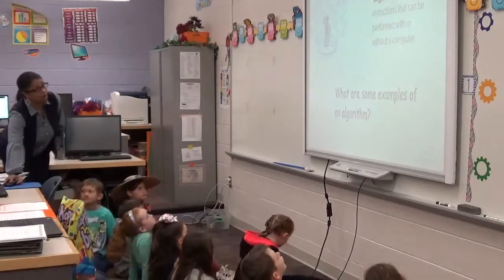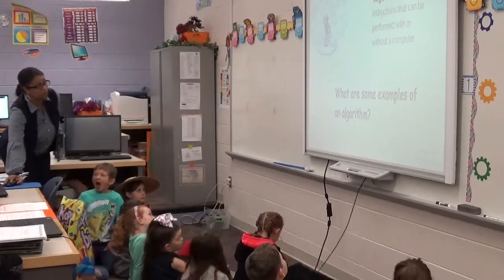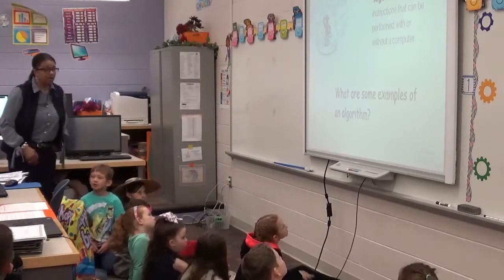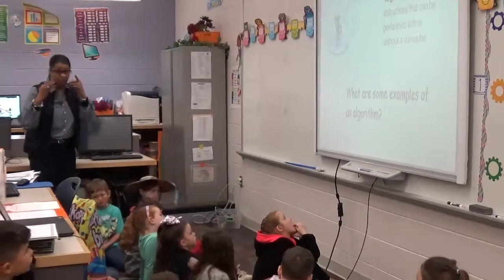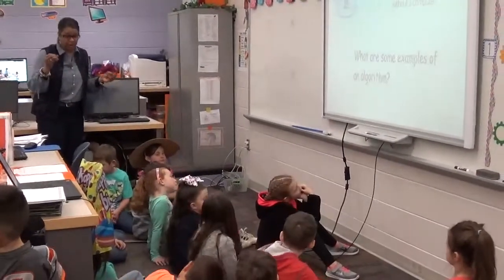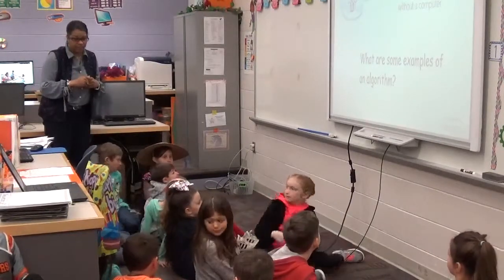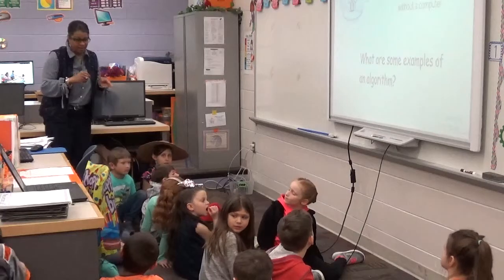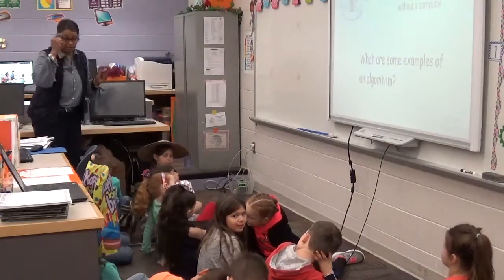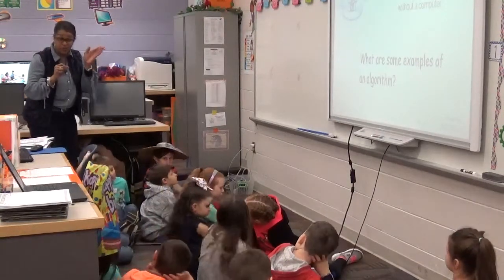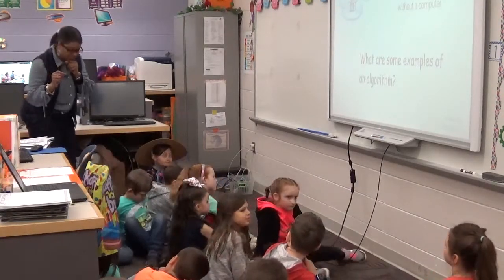Now, let's go over our definition again. An algorithm, a set of instructions that can be performed with or without a computer. What are some examples of an algorithm? All right, raise your hand. What are some examples of an algorithm? Remember, they can use a computer or not use a computer. Last week we had an example with the video. Sure. Yeah, without. All right, anybody remember an example of, like you either wrote an algorithm in your head or you used your little turn cards? Anybody remember?